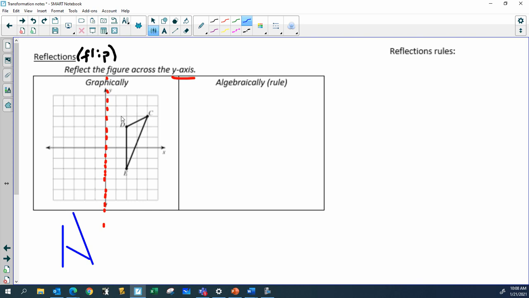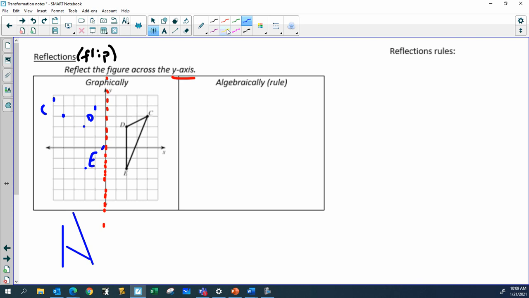So point C is 1, 2, 3, 4 units away from my y-axis, and so I need to go 4 units to the left, and we're going to call that C prime. D becomes D prime, and E becomes E prime.